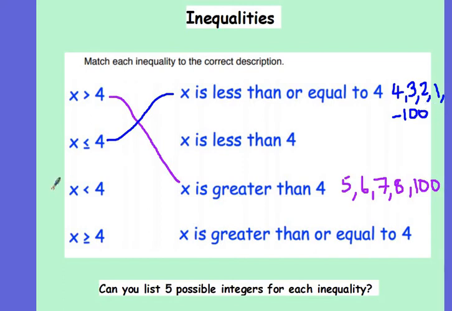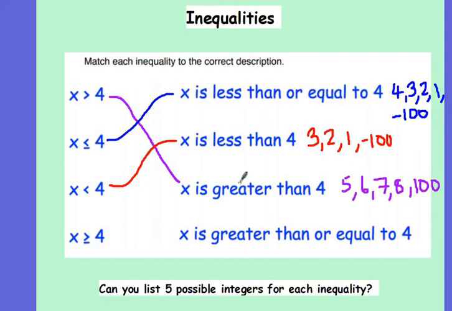For the next one, I've got x is less than 4, so it matches with this one. This means x could be 3, can't be 4, but it could be 3, 2, 1, -100.